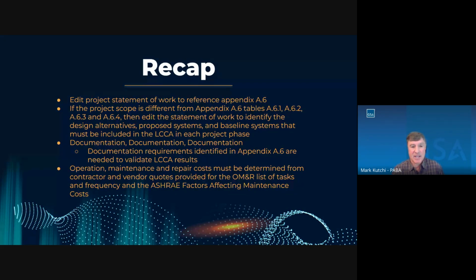Documentation requirements identified in Appendix A6 are needed to validate the results. And then finally, operation, maintenance, and repair costs must be determined by contractor vendor quotes provided for the operation, maintenance, repair list of tasks and frequencies, and also include considerations of the ASHRAE factors affecting maintenance cost.